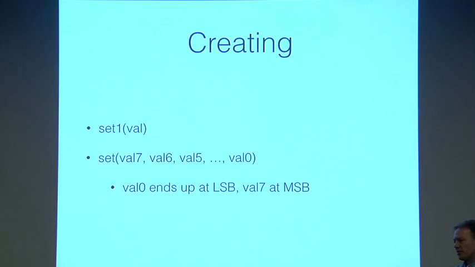Oh, sorry, set should probably just be called create. Set 1 takes in that value, val, which is just a single float, and it gives you 8 copies of that float as an M256. And then set, the more general case, you pass in 8 floats, and it packs them together into a register and gives you that register back.